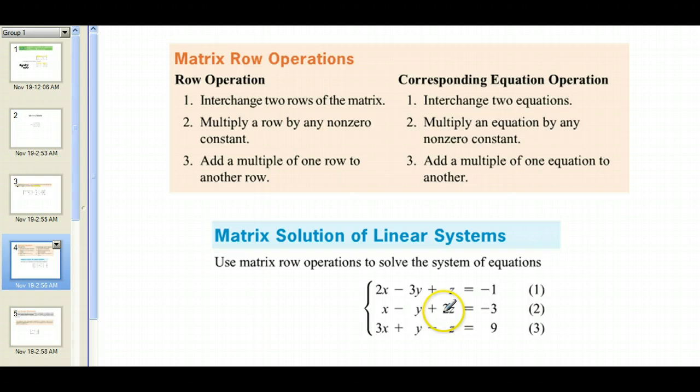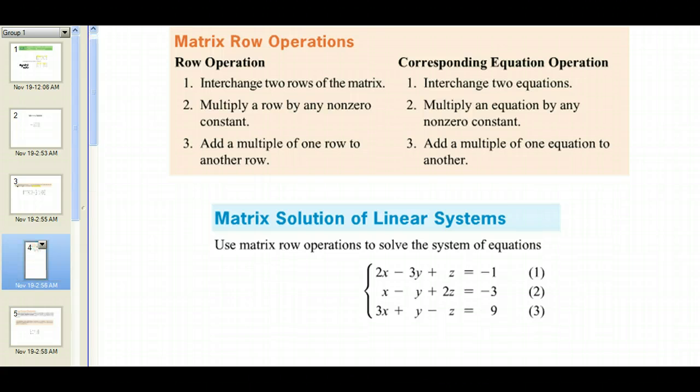Meaning I could take this row here in the middle, multiply it by negative 2, and add it to the top row, and that's like what we did before when we got this 0 right here. Okay, when we were doing elimination in 7.1. No different than what we were doing in 7.1. It's just we're doing it in a matrix form rather than doing it on an equation or a system.